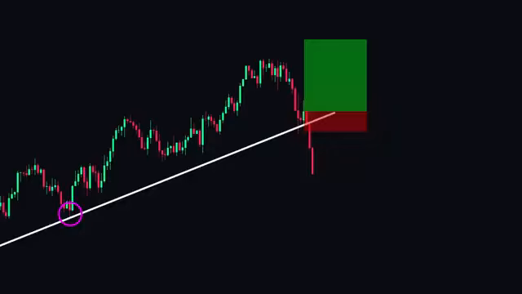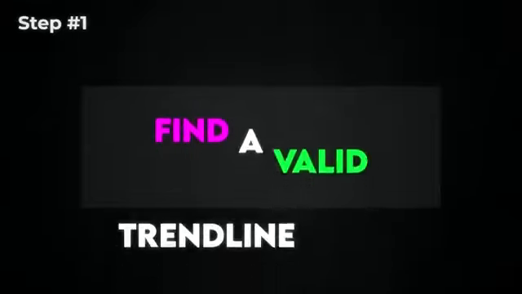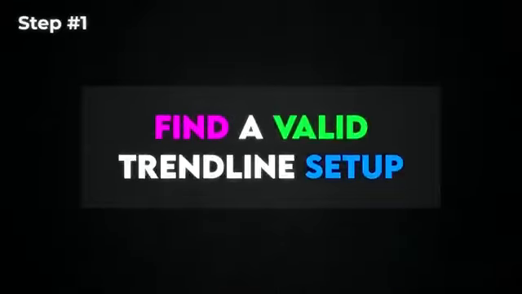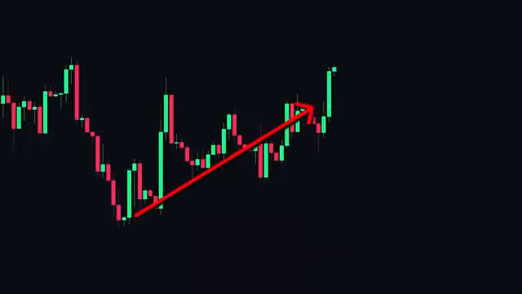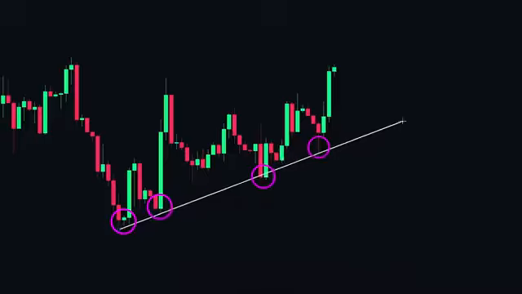And that's exactly why you need a better approach. So, here's the strategy I use that's made me a lot of money. The first step is to spot a valid trend line setup. Like in this chart, we can see that price is on an uptrend, and we also have swing lows here that we can connect. So we can just draw a trend line right here.